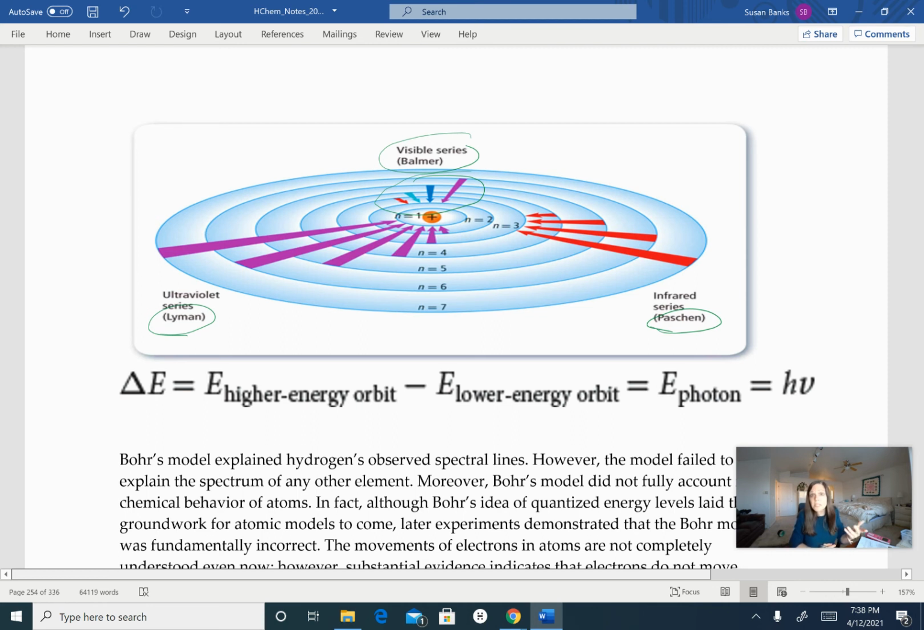Notice the red line, because it has the lowest energy, is just the first jump. The lighter blue is the second jump. The darker blue, because even more energy, is the third jump. And that violet, because it's even more energy, is even higher. Okay? So here we go.